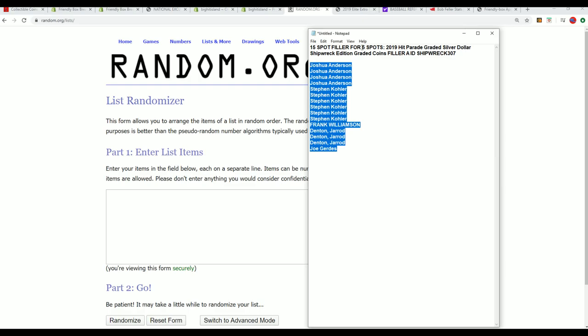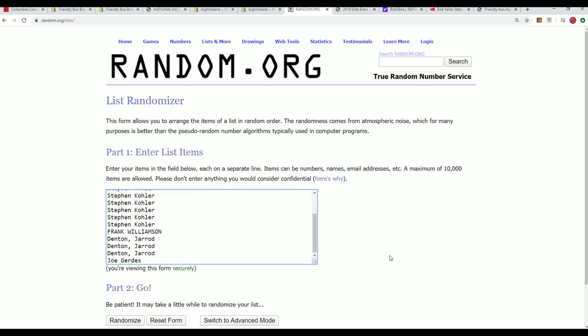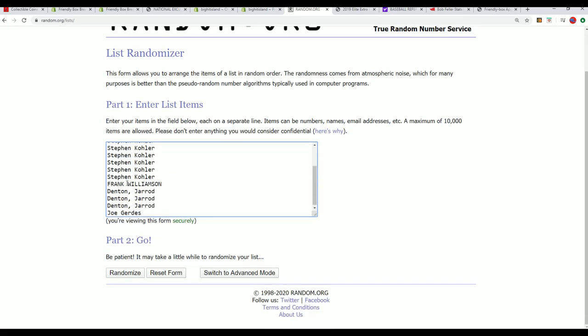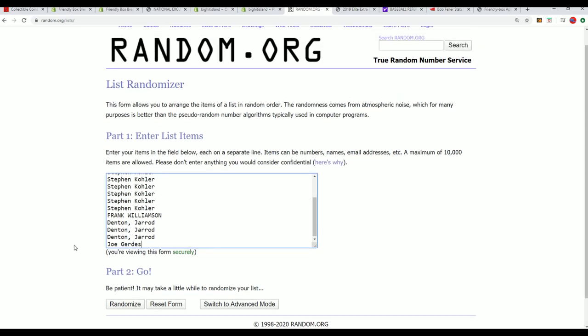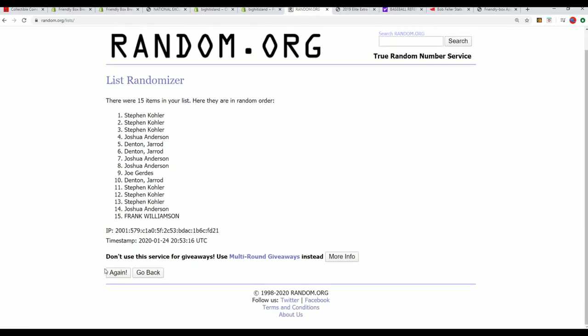So you want your name, you want to be in the top five right here to be able to win a spot in the break for dirt cheap. Good luck. Let's go ahead and run this thing through the randomizer seven times and see who gets into the ancient coin edition this particular break coming up here. Good luck. Seven times through.